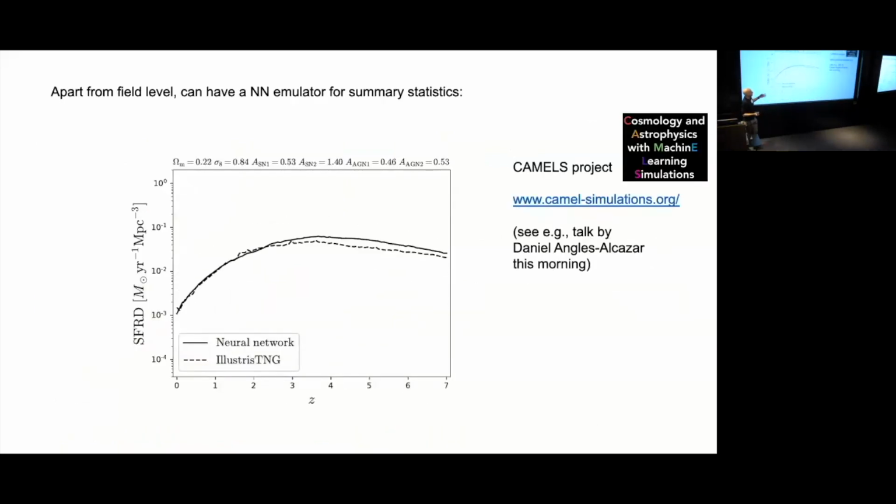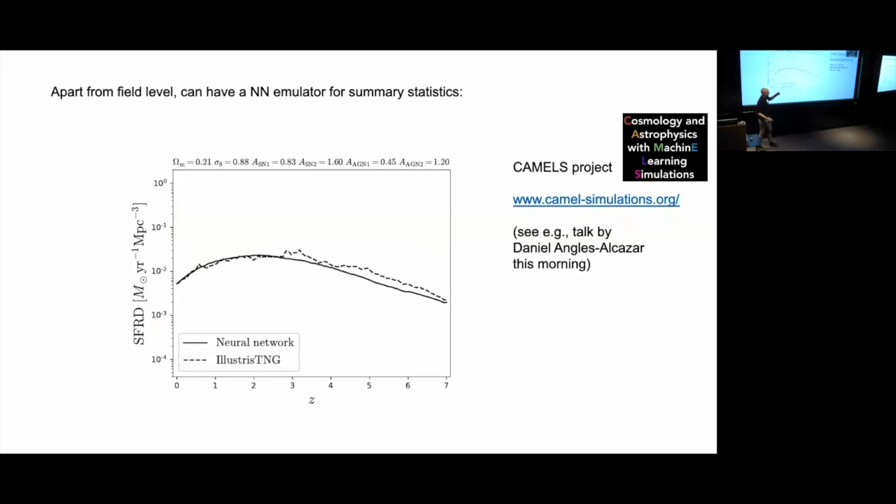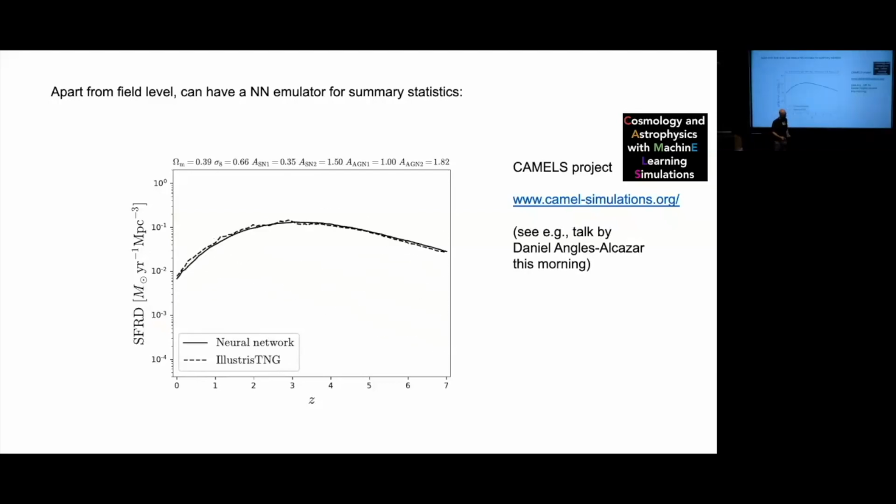Okay, so those were field level generators and emulators. Here's an example of an emulator of a summary statistic. You can use a neural network to actually emulate the summary statistic itself. Daniel gave a great talk this morning about the CAMELS project, right? They have over 60 papers, I understand, already published on that.